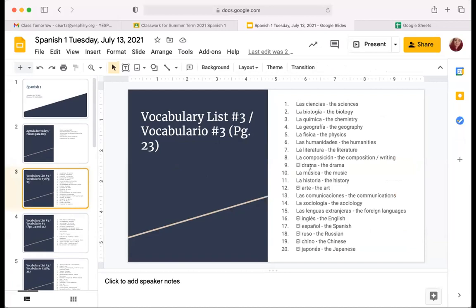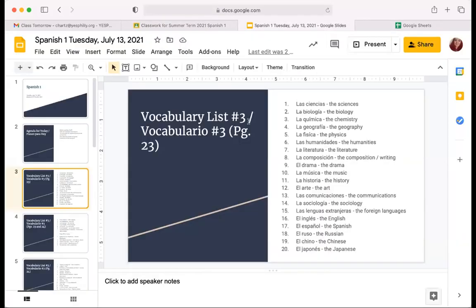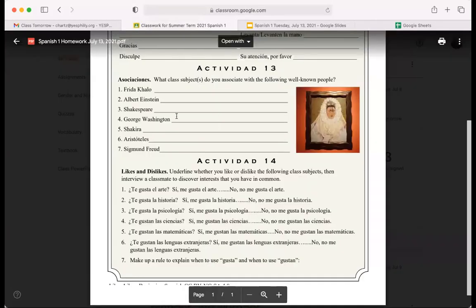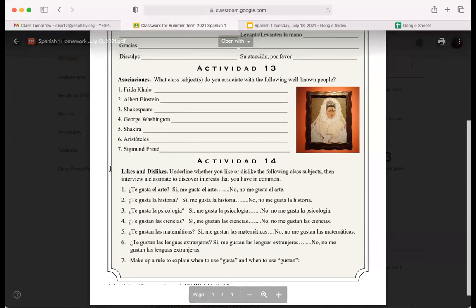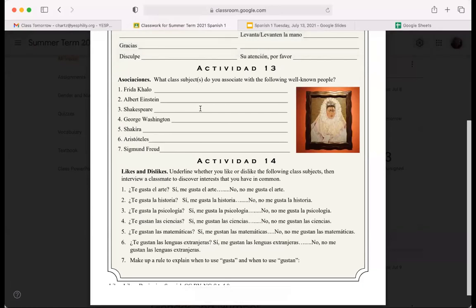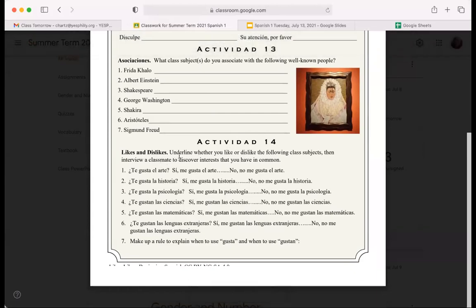So I would say probably el arte, because she's an artist. And you could even say el español because she was Spanish. So I mean Mexican. And if you don't know who these people are, let me know and I can help you. But that's all you have to do. You can put one subject, you can put two, you can put as many as you want. Doesn't matter.